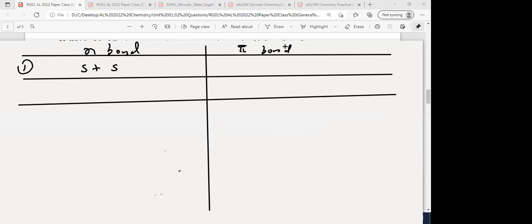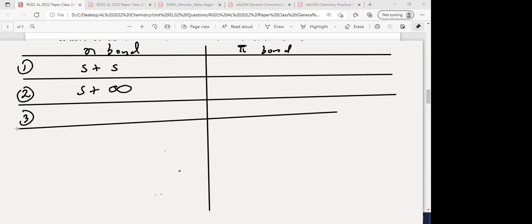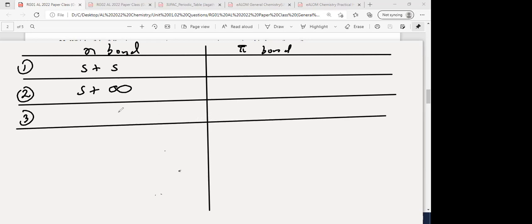Second one, number 2, s orbital plus p orbital. That also will result in a sigma bond. Third possibility, s orbital and hybrid orbital. I'll write here within brackets, p orbital. This is p orbital. This is hybrid.